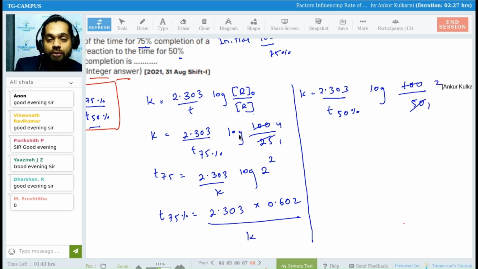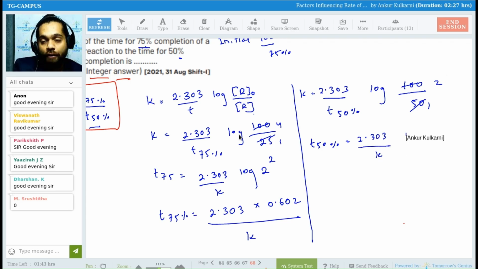So over here, K is equal to 2.303. I'll take T to that side now. So T 50% is equal to 2.303 over K log of 2. This is my T 50%. And over here, even if you do not know this value, you can still get it. This is 2 into log 2. Log 2 is going to get cancelled out.